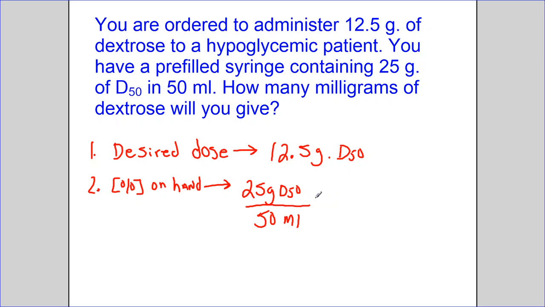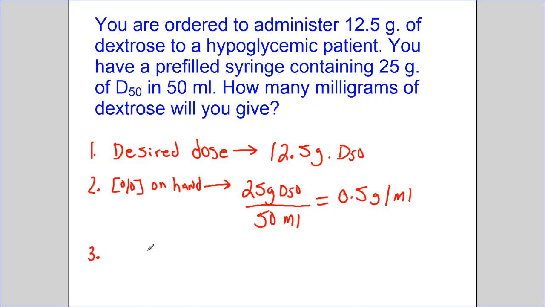Let's do the math on that real quick. We have 25 divided by 50, which equals 0.5. So we have 0.5 grams per mL. Now, that would answer the question, wouldn't it? 12.5 grams. Well, maybe it's just bad, but we're going to work it all the way through. Now we need to know how much volume to administer.